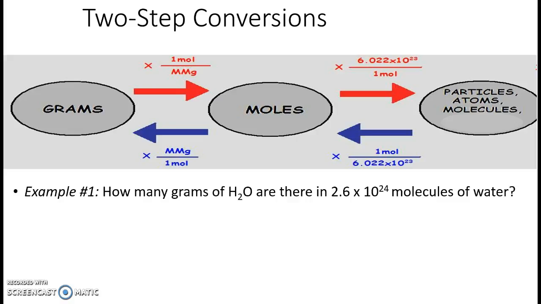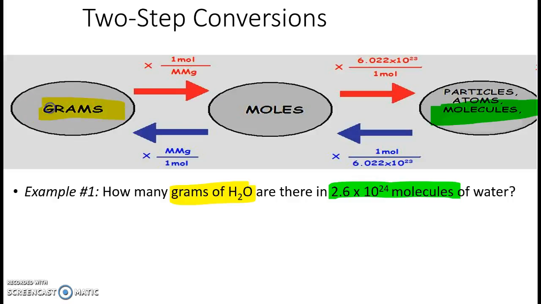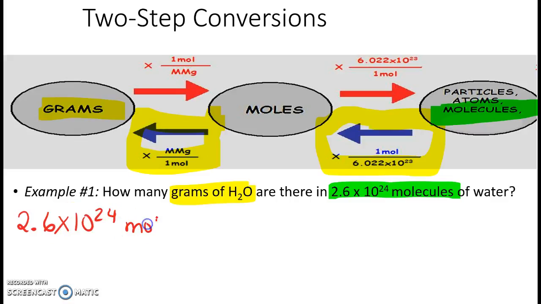In our first example, you are asked to find how many grams of H2O are there in 2.6 times 10 to the 24 molecules of water. So right now, we're starting at molecules. We need to get to grams. So we are going to be following the blue arrows along the bottom here to go from molecules to grams. So we always start out with what we're given, write that first, and set up your dimensional analysis problem.